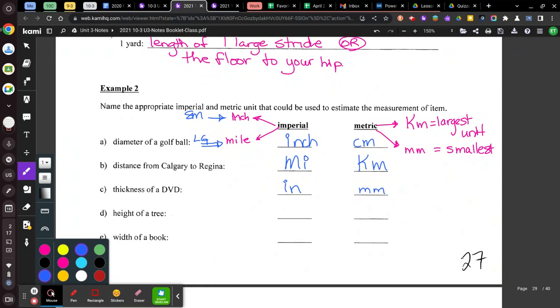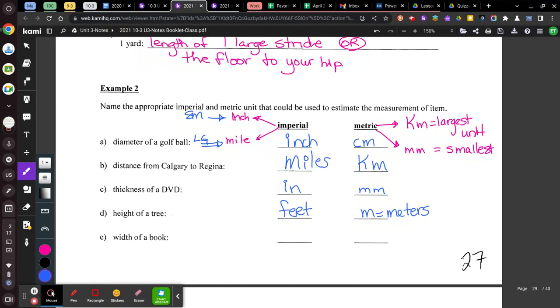Okay? The height of a tree. So what would be the most logical thing to measure the height of a tree? Feet, excellent. And then what about in metric? So meters, excellent. So M for meters. M equals meters. That's the difference from MI, because MI is miles, which measures distance.